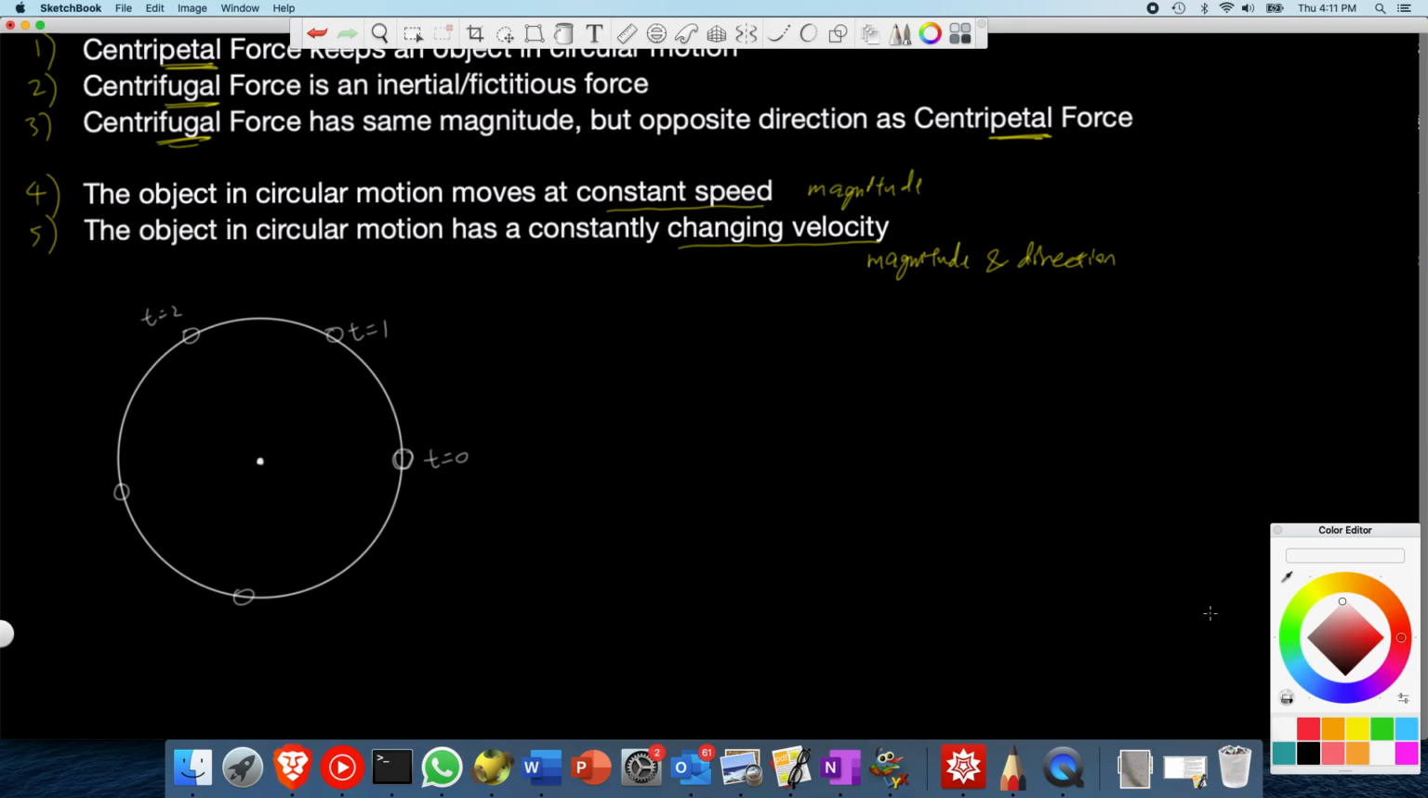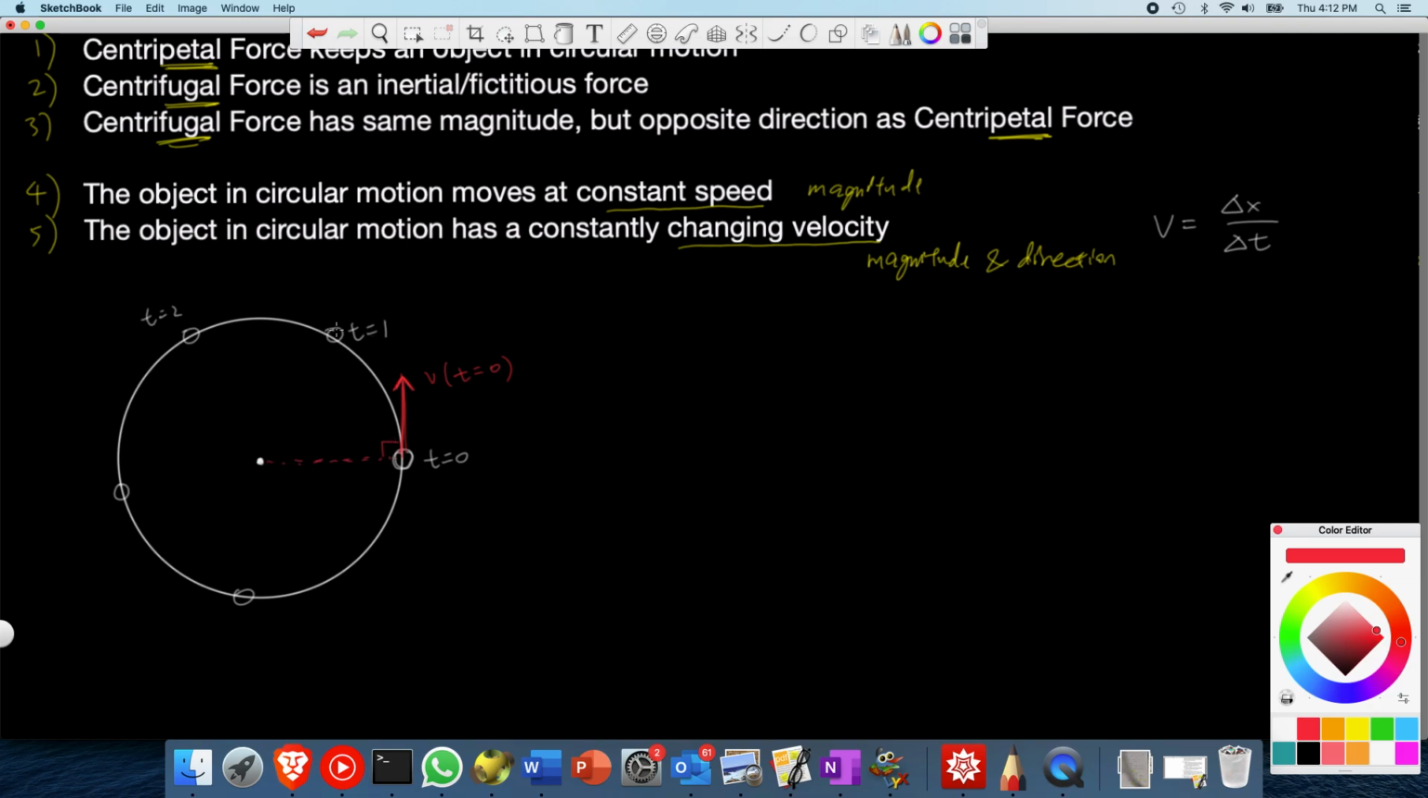Now let's understand what the velocity of this object is. We know that the velocity is the change in position with respect to the change in time, the derivative of position, right? If we denote the velocity in red over here, you can see at time t equals 0, the velocity is the red vector over here. This is the velocity at t equals 0, and it is tangential to the circle, perpendicular to the radius.